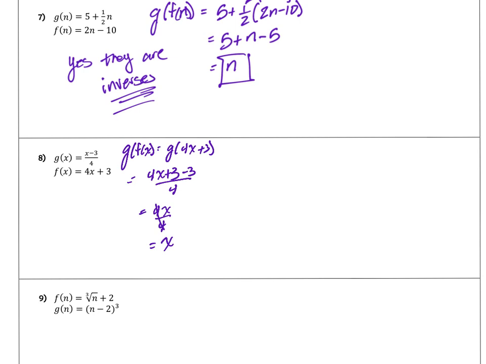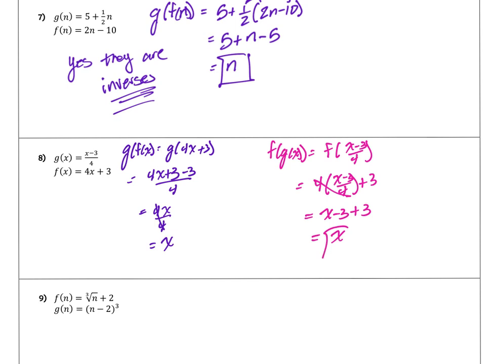So now I'm going to do it the other way in case some of you did it as f of g of x. So that means I want to find f of x minus 3 divided by 4. So that's going to be 4 times x minus 3 divided by 4 plus 3. So the 4's go away, and I get x minus 3 plus 3 equals x. Again, it just simplifies down to the variable only, so they are inverses.